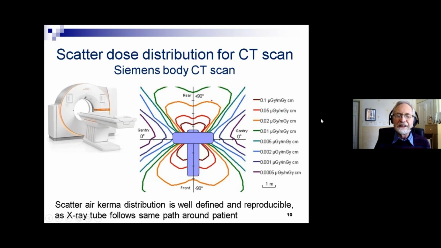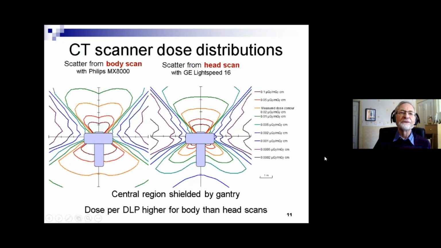So once we got those sets of data at 1 meter from the isocenter, we could very readily generate contour plots of this type. So this shows the sort of hourglass arrangement, where you get lots of scatter here, but you get quite good protection from the gantry here and here. And these are well defined and reproducible because the tube follows the same path every time around the patient. And these are other examples of a body scan from a Philips scanner and a head scan from a GE scanner.